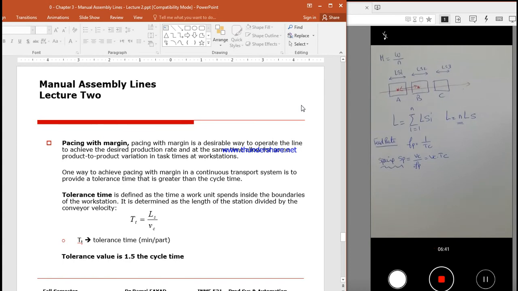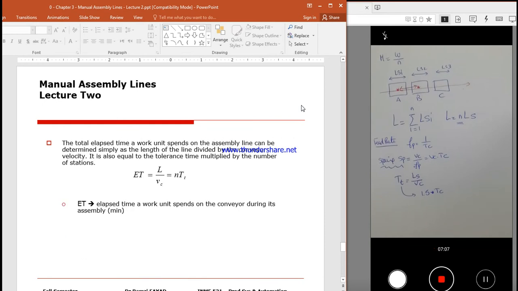We're also going to define what's known as tolerance time, TT. It's not TS. TT is LC divided by VC. I need to remind you that TT, the tolerance time, is 1.5 TC. This is an extra amount of time you would give to the system in order to achieve a certain amount of production. This will all be clear when we start the example. We also have the elapsed time, which is the number of stations times the time we have.